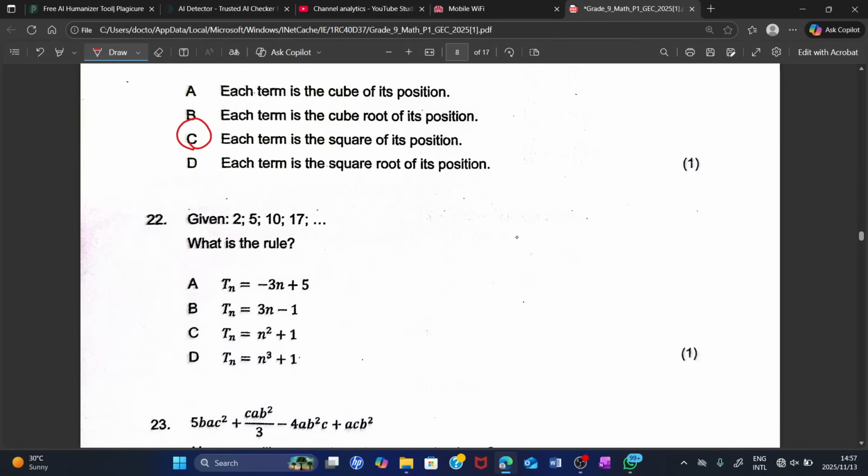What is the rule of this? What is the difference here? I see 3. And then here, 5. 10, yeah, 5. What is the rule for this? 17 minus 10? It's 7. Okay.